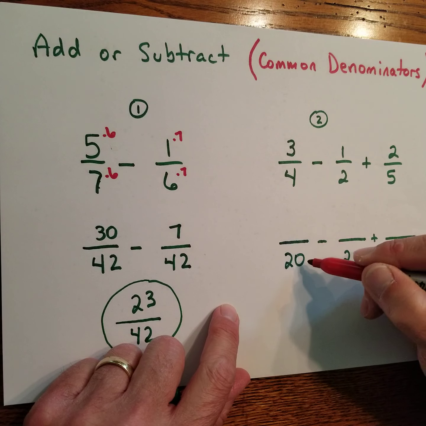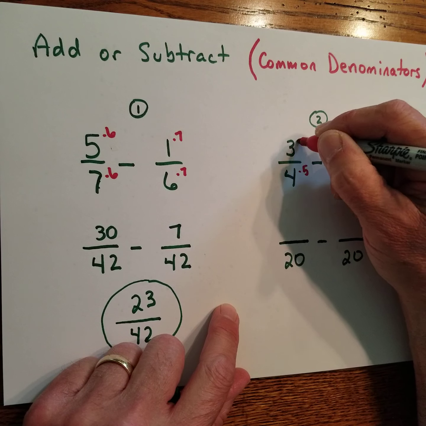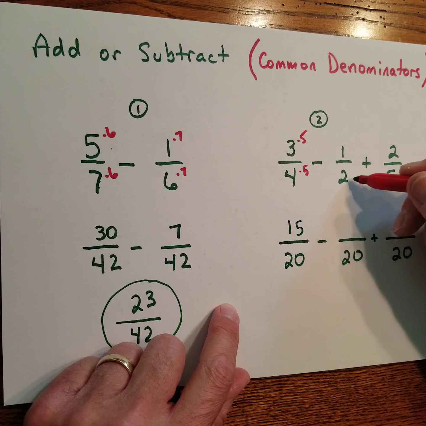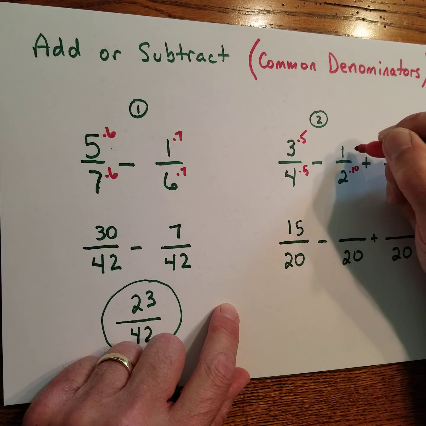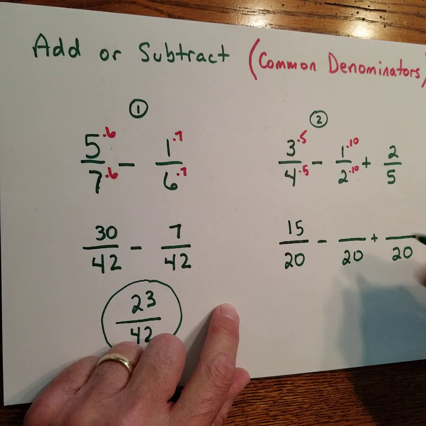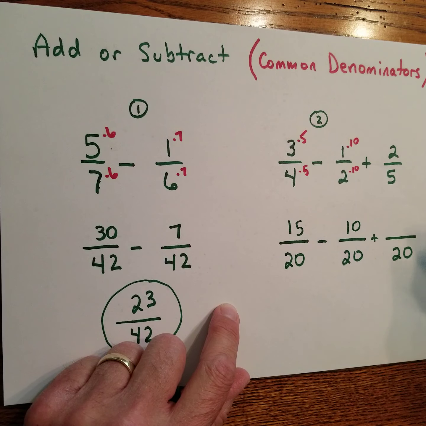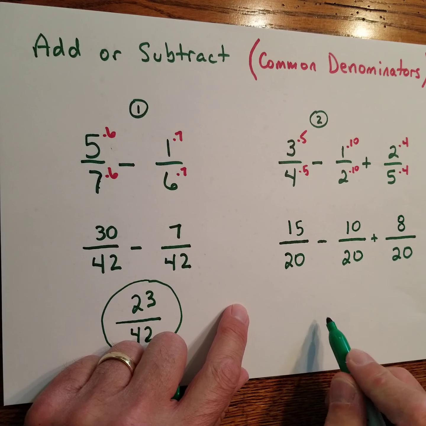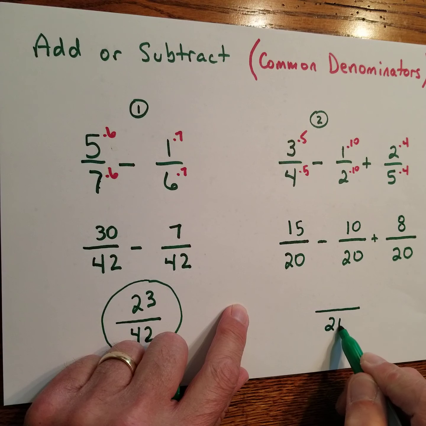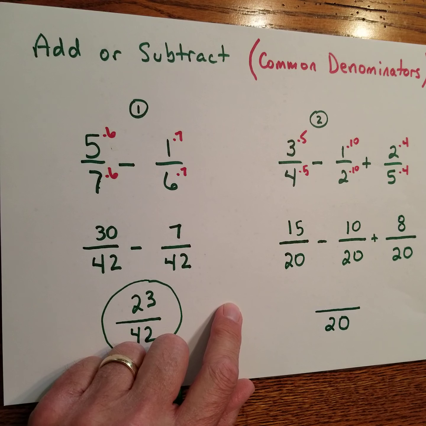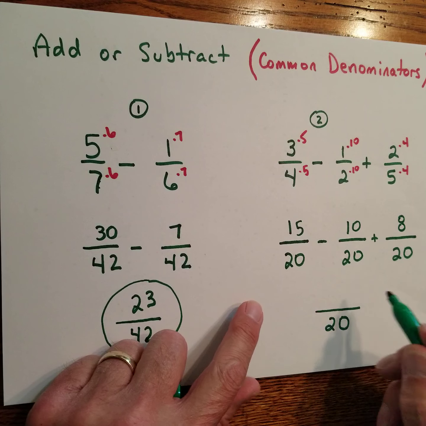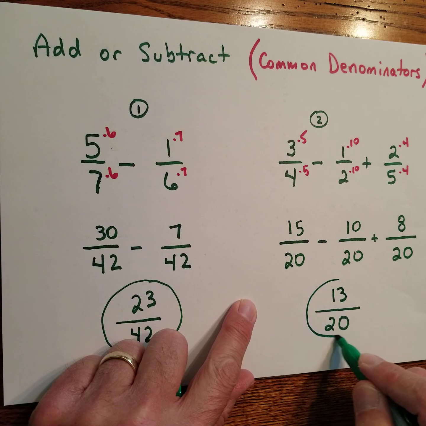What do you multiply times 4 to get 20? We'll multiply by 5. What do you multiply times 2 to get 20? Multiply by 10. What do you multiply times 5 to get 20? Multiply by 4. Now keep the common denominator and add and subtract left to right. So it's 15 minus 10 is 5 plus 8 is 13. Great.